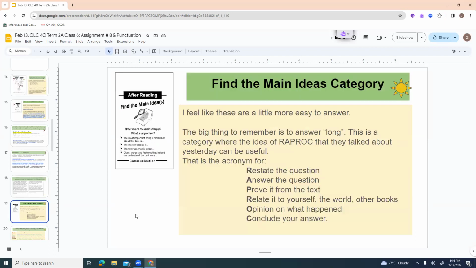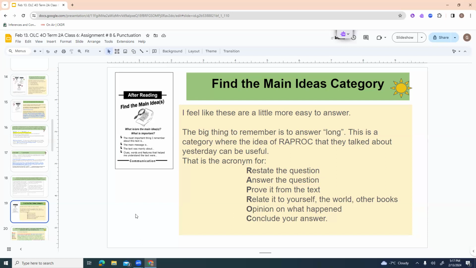Okay, new category. Here we're in the main ideas category. And these I think are a little bit easier to answer. The big thing is remember to answer long. Don't just give me one sentence. This is the category where the idea of RAP ROCK that they looked at yesterday can be useful. Remember, RAP ROCK is the acronym for restate the question, answer the question, prove it from the text, relate it to yourself, the world, and other books, opinion on what happened, and conclude your answer.